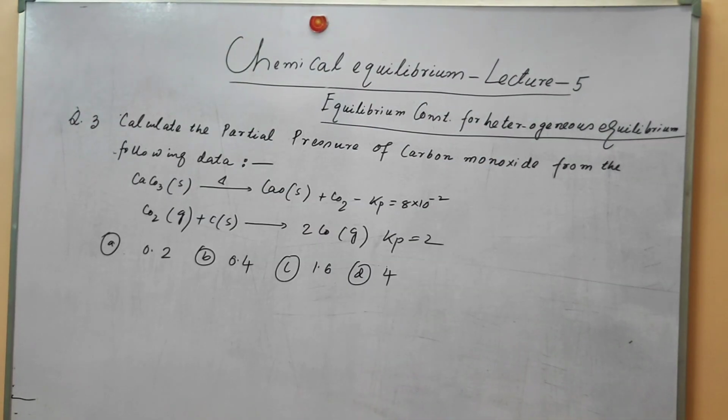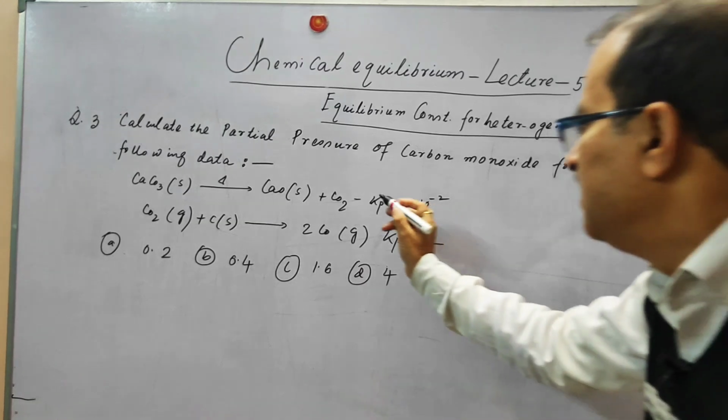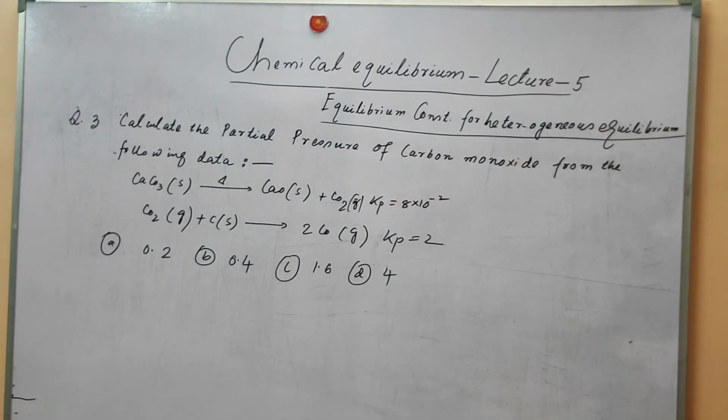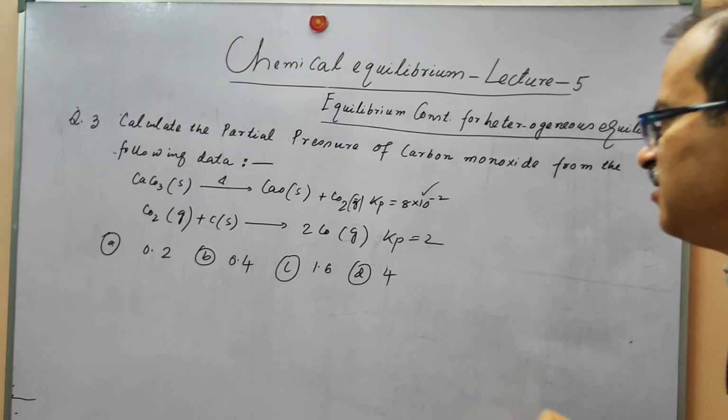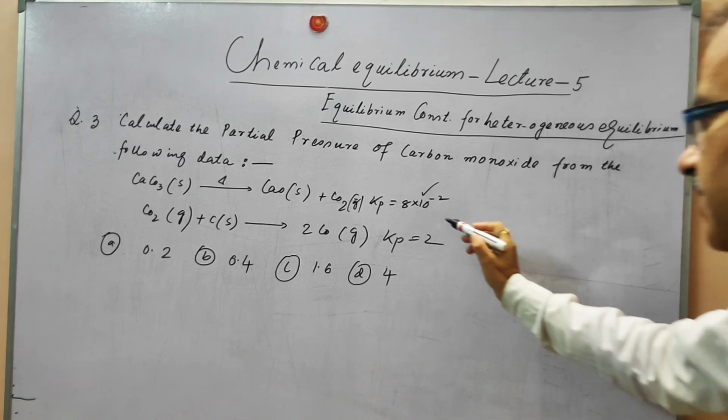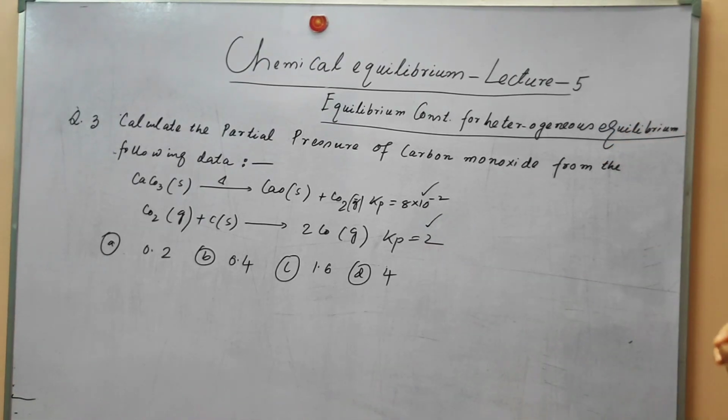Okay. Calculate the partial pressure of carbon monoxide from the following data. Here, first the thermal decomposition of the calcium carbonate has been given, and you will find calcium oxide and carbon dioxide gas. Its equilibrium constant is this, and the second equation is this. Here you can see this is also a heterogeneous equilibrium. You can see its Kp is given here. You have to calculate the partial pressure of the carbon monoxide from these equations.